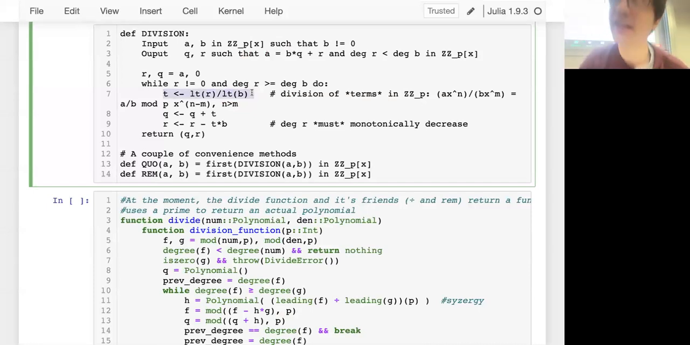Then we update Q, and then we update R, and then once that's finished, we return. This is identical to the algorithm that we're using for integers with a different descending condition. Here's a couple convenience methods that we defined over this division algorithm.